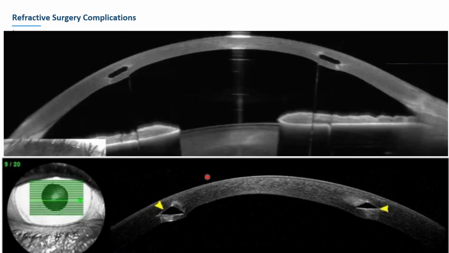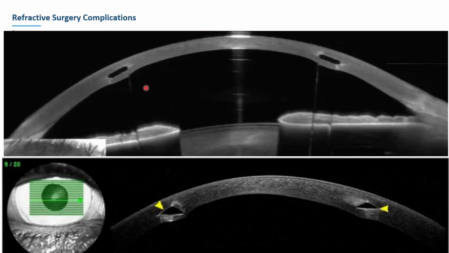For example, in this patient, you can see that the ring here is very near to encroaching into the anterior chamber, because the residual bed here is small. So this patient is at risk of encroaching into the anterior chamber, and it is better to change or remove this intracorneal ring.